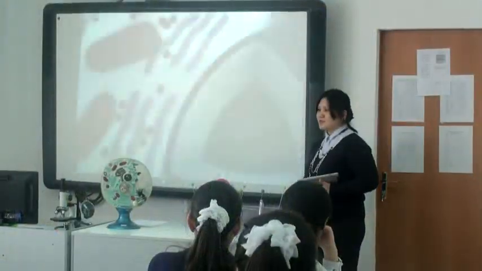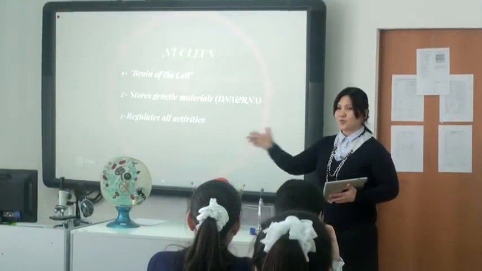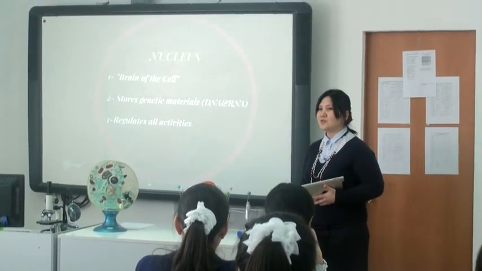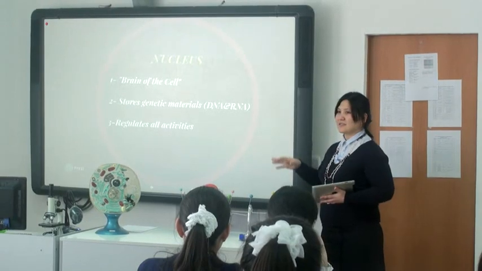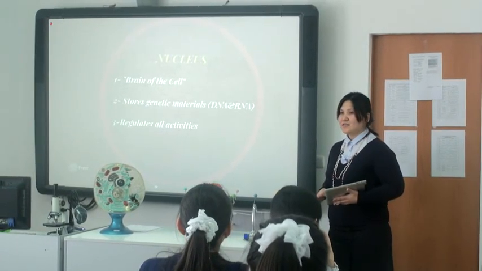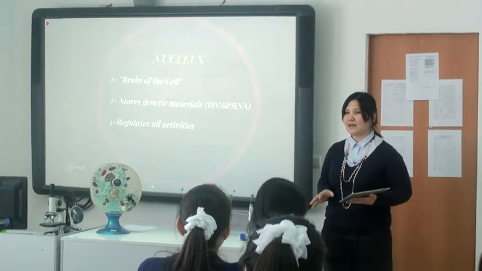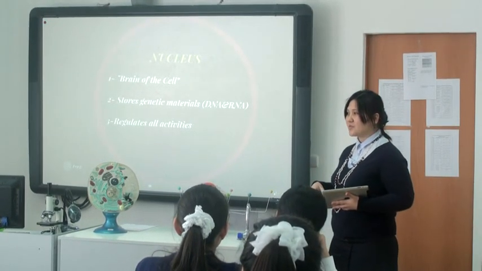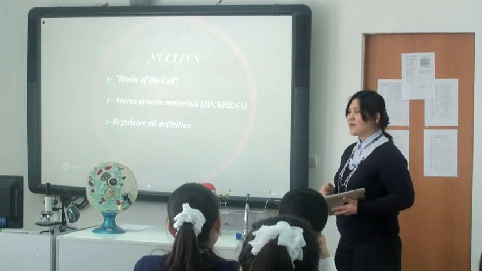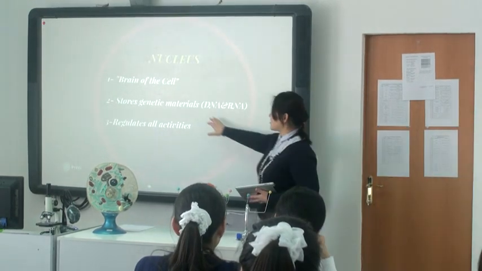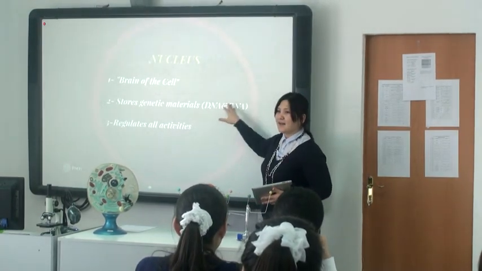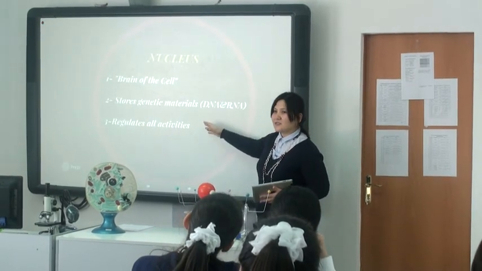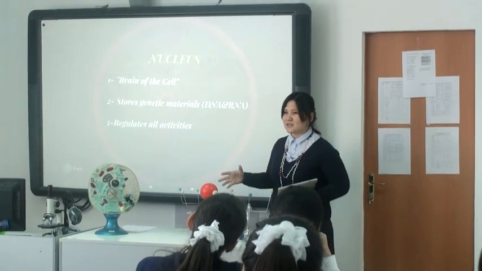The second part is the nucleus. The nickname of this nucleus is the brain of the cell. So the brain helps to control all activities inside of this cell. And this controlling is done by the genetic materials like DNA and RNA. For example, DNA is the president and RNA is the prime minister.